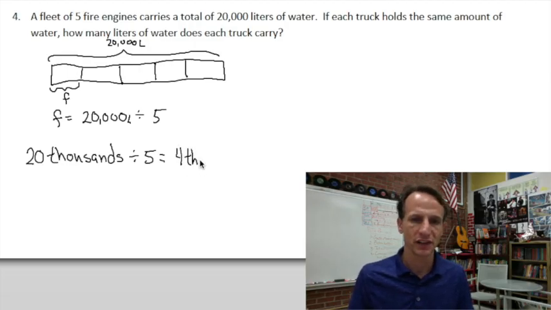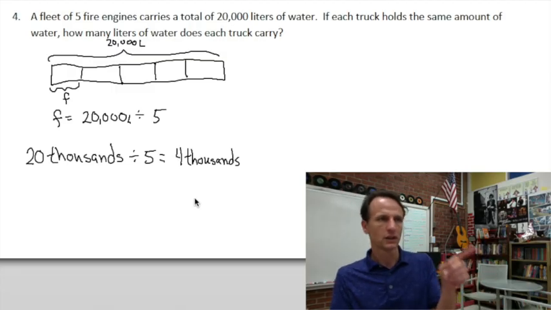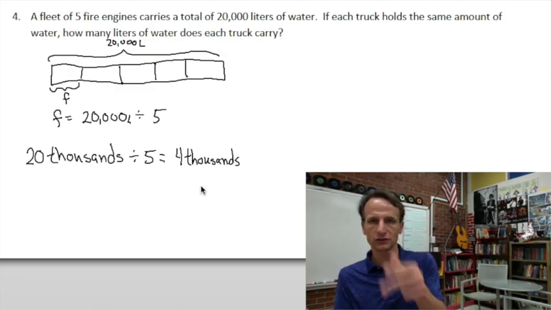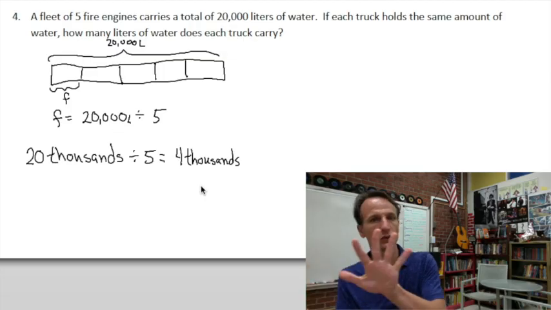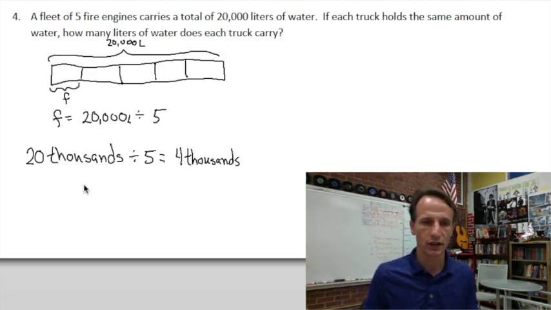And if one of the fire trucks, I guess, says, no, no, no, you're wrong, man. That's not right. We got 5,000 each. Well, let's check. 4, 8, 12, 16, 20. 20,000s amongst 5 trucks. It all makes sense. So our F, how much each truck carries, is in standard form, 4,000s is 4,000.